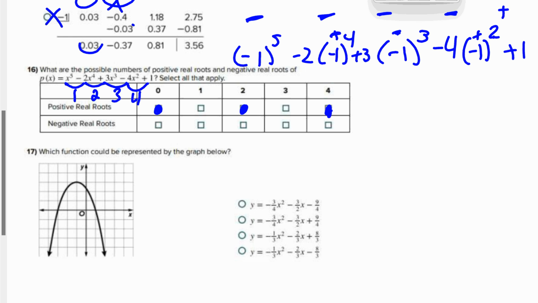So count my sign changes: that would be none, none, none, 1. So we got 1 sign change for our negative, and I can't decrease that by 2, right? So it just stays at 1. So those are all my possibilities.